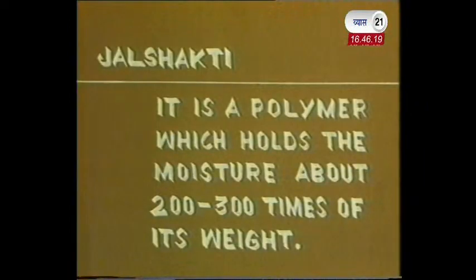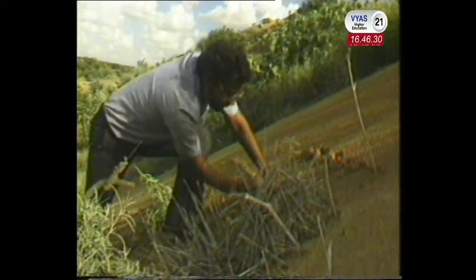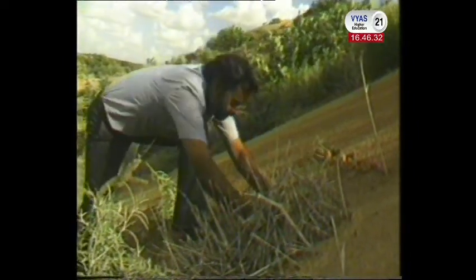Generally, the direct sowing of tree species is not suggested, as germinated seedlings die because of frequent and long dry spells. But if the seeds are treated with Jal Shakti, a polymer, which holds moisture 200 to 300 times of its weight, it gives better germination and establishment. But better results are achieved by planting.